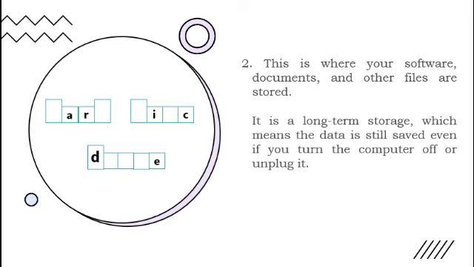This is where your software documents and other files are stored. It is a long-term storage, which means the data is still saved even if you turn the computer off or unplug it. What do you think is this component? Your guess must be correct. The correct answer is hard disk drive.